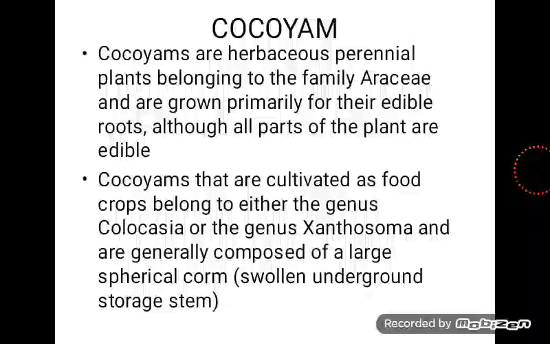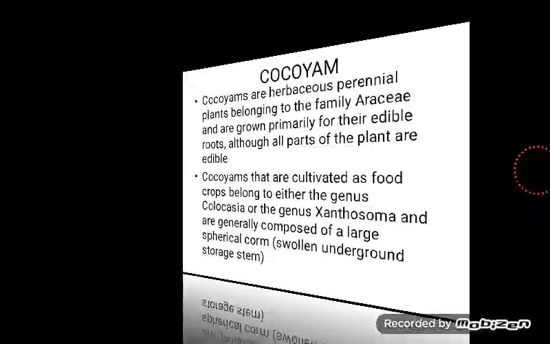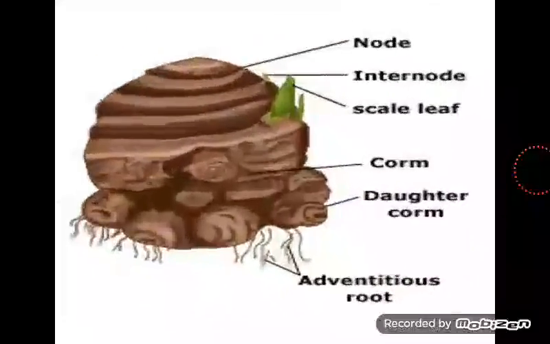All right, and they are generally composed of large spherical corms, which are swollen underground stems. That's what corms are. Like the rhizome in ginger, that one is a crawling stem, but this one is a swollen underground stem, which is called a corm. Now this is how it looks like, and you could see the scale leaves growing from the corms. Now you can see another daughter corm. That one can be cut off to be grown also, depending on the species of the cocoyam we are talking about.